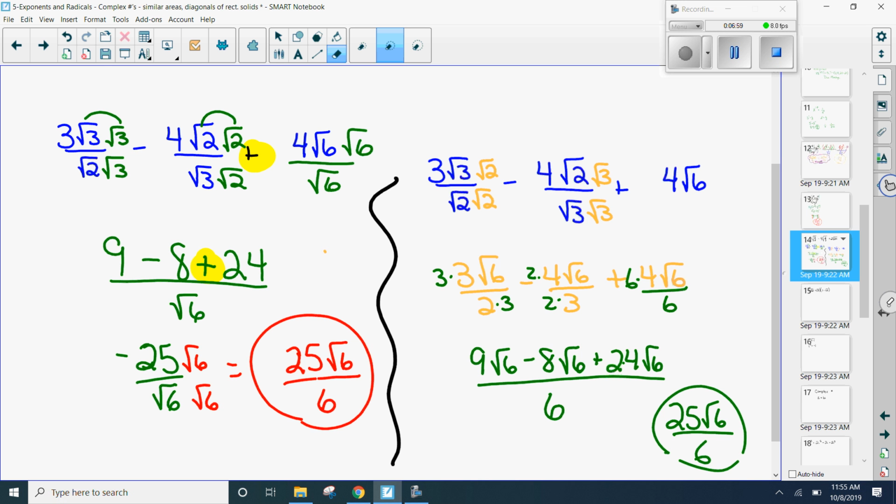So you either rationalize the denominator first, which is this method over here, or come up with the common denominator. I don't care which way. Pick which way.